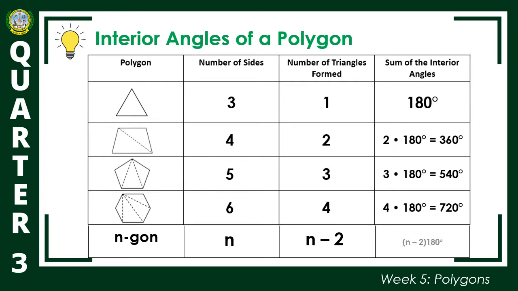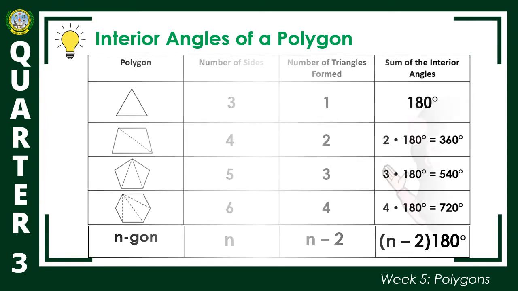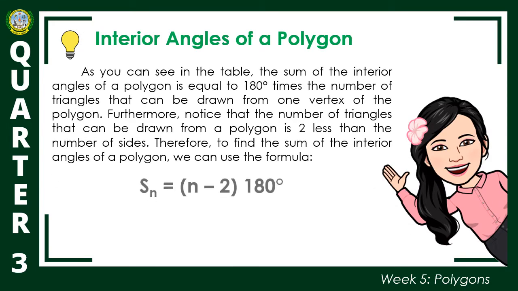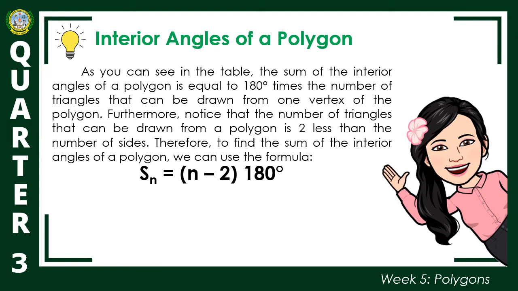Next, we multiply 180 by the number of triangles formed. Meaning, n minus 2 will be multiplied by 180 degrees. So, what will that look like? Okay, so n minus 2, we put it inside parentheses to indicate that we must first do n minus 2 before multiplying it by 180 degrees. It can also be reversed, 180 times n minus 2, that's the same. Following the PEMDAS, we do n minus 2 first before multiplying by 180. As you can see, the sum of the interior angles is equal to 180 degrees times the number of triangles that can be drawn from one vertex of a polygon. Okay, so this is the formula we will use.